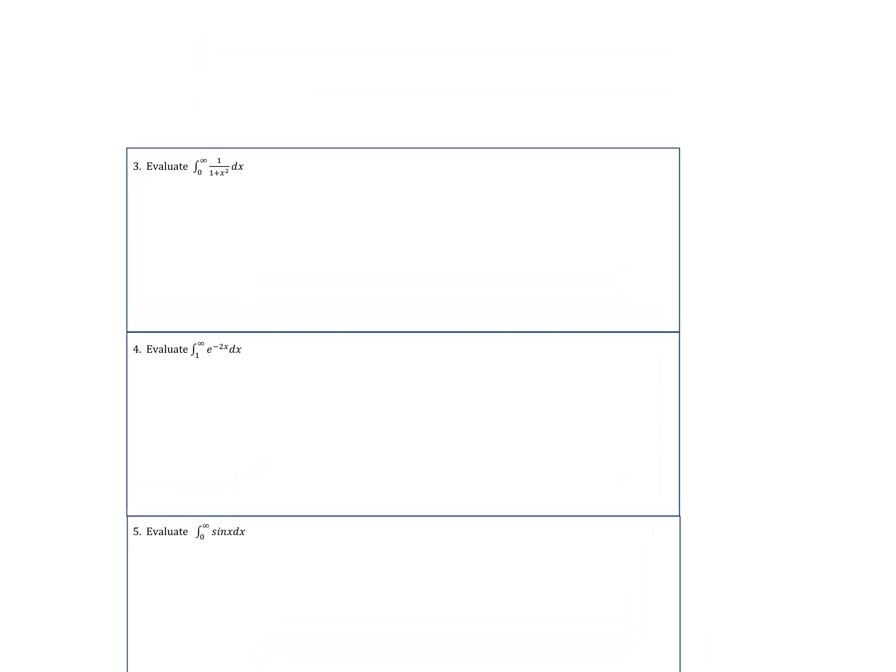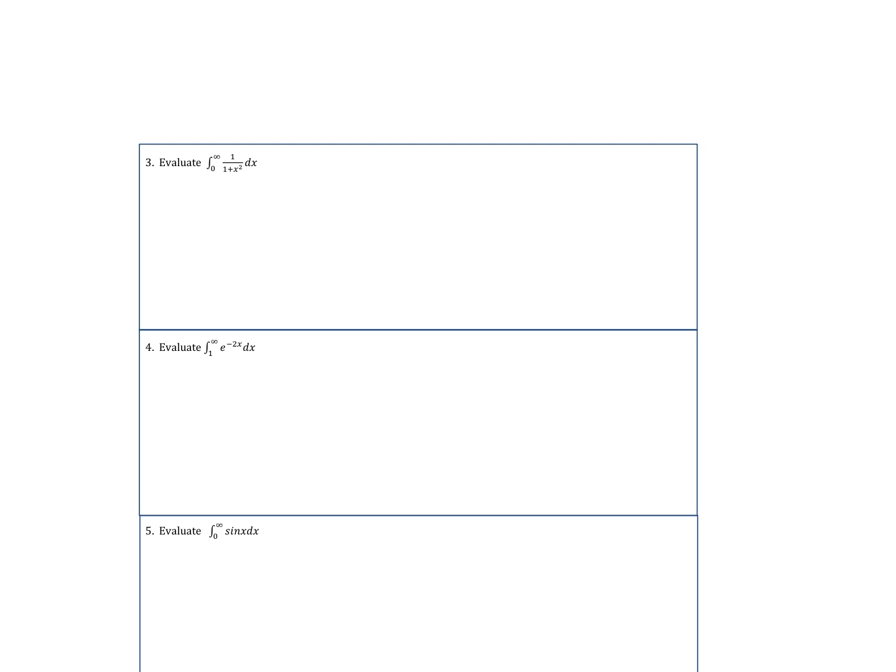For number 3, again, it's an improper integral. So I'm going to put the limit as b goes to infinity from 0 to b, 1 over 1 plus x squared dx. On the FRQ on the AP exam, you must show these steps. If it's multiple choice, you could be loose and not precise with writing the limit, but on an FRQ, 100% of the time, you need to write the limit.